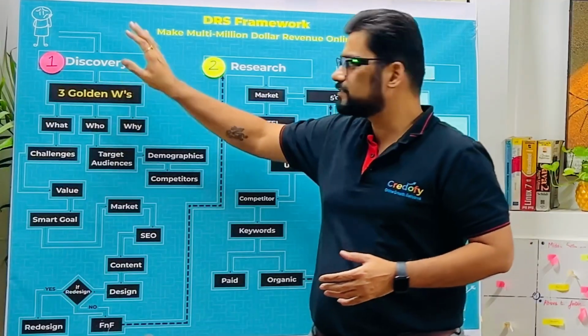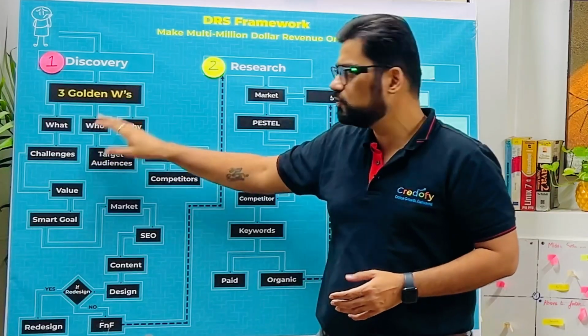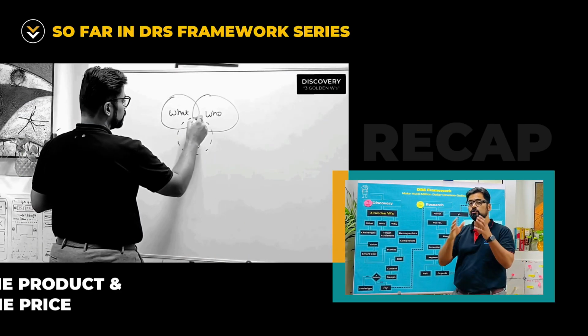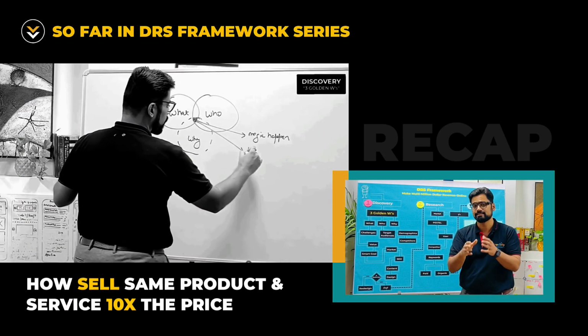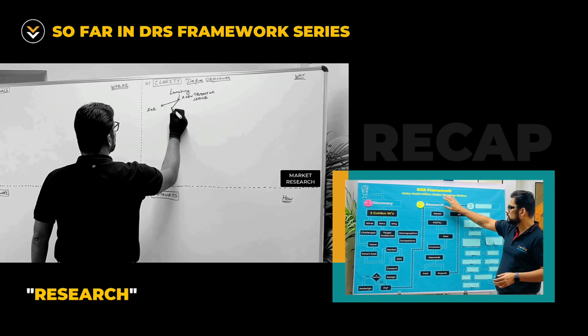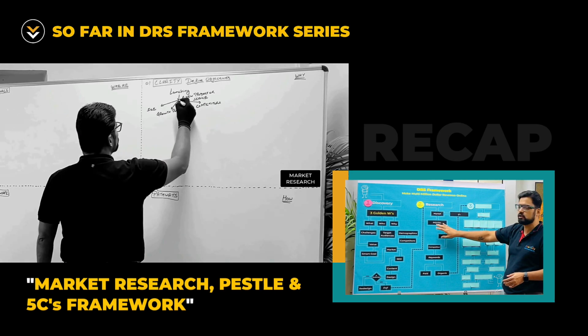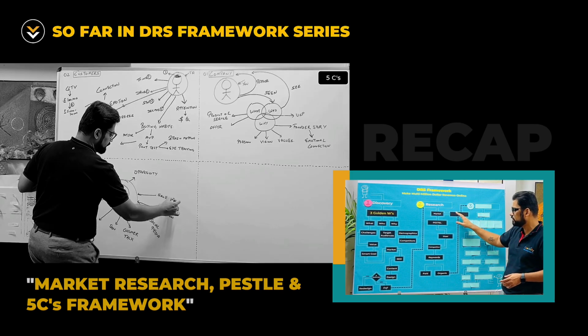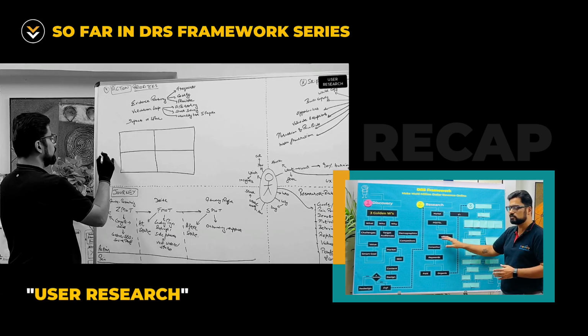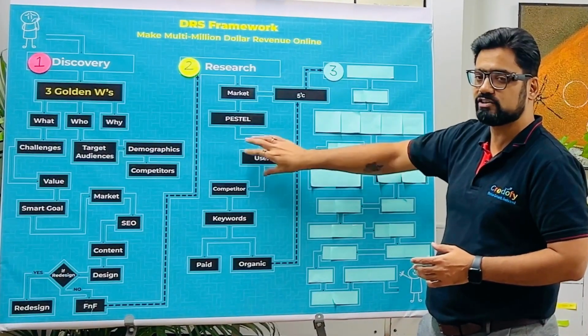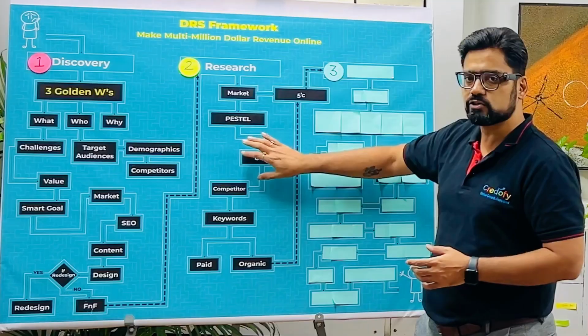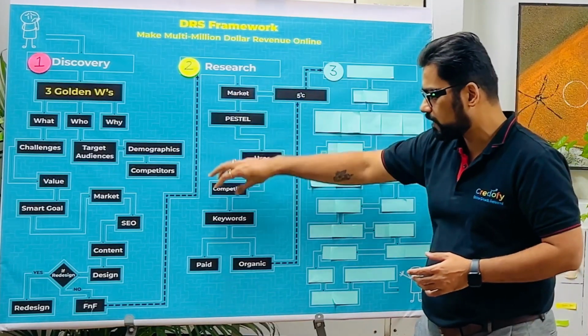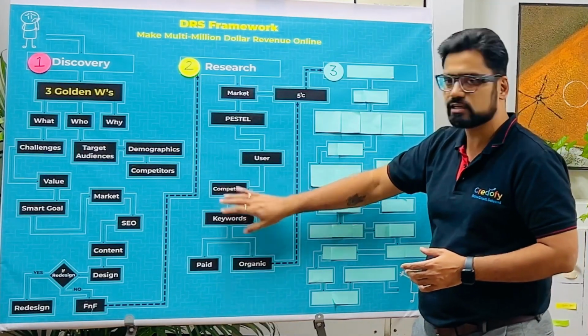In part 1, we did discovery, where we talked about the 3 golden W's: what, who and why, which tells how you can sell your product and service at 10x the price. Then we talked about research, where we did the market research. We talked about PEST analysis and the 5C framework. We also did user research because this is very important. If you understand your users and you build a user persona, then you must go further, doing the competitor research in the rest of the parts.